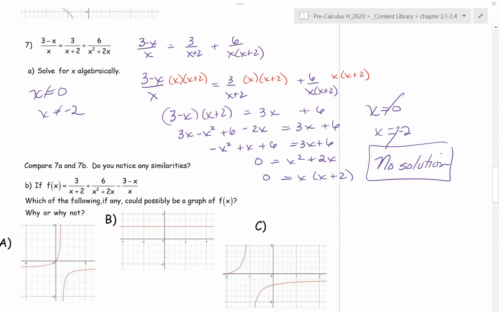So what I would like you to do now is take a look at 7b and think about what you notice about 7a and 7b. Are they similar in any way? Go ahead and pause the video and think about that.